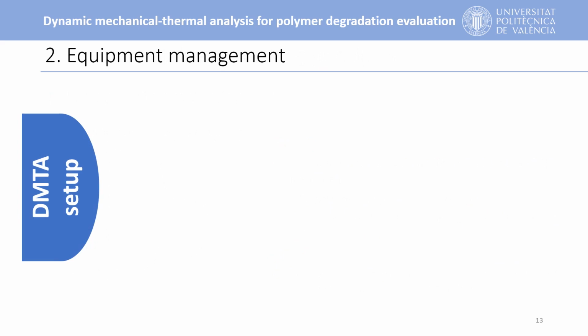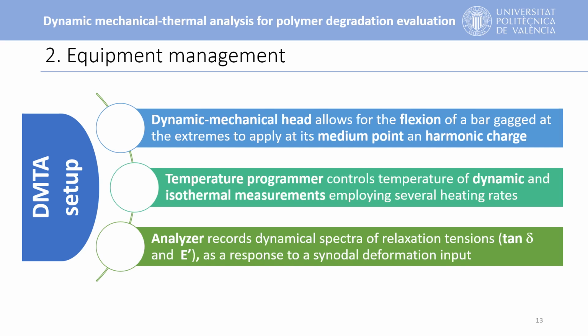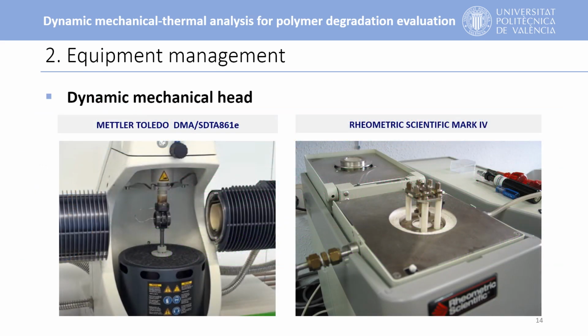A DMTA equipment consists of three main elements: a dynamic mechanical head, a temperature programmer, and an analyzer, which will be explained. The dynamic mechanical head allows deflection of the sample with a harmonic load that is applied at its midpoint, as shown in the figures for two different DMTA analyzers. It's possible to select different frequencies that cover a range from 0.001 Hz to 100 Hz. Usually, the maximum force that can be applied is 4 Newton, and the minimum displacement that can be analyzed is 10 micrometers.